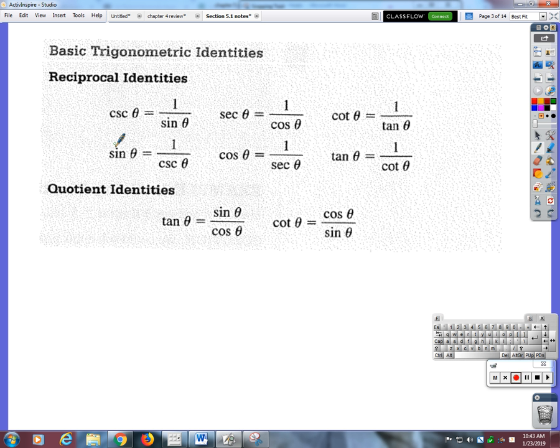Okay, and then I don't remember if we talked about these before or not. Tangent is also, you can write that as sine over cosine, which means that cotangent, you can take that and flip it over and write it as cosine over sine. You guys want a second to copy those down? Those of you who want to? Okay, tell me.